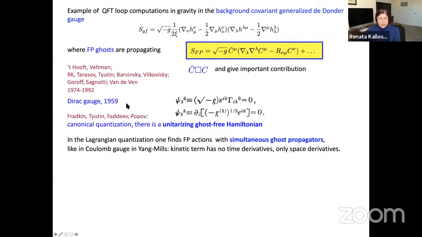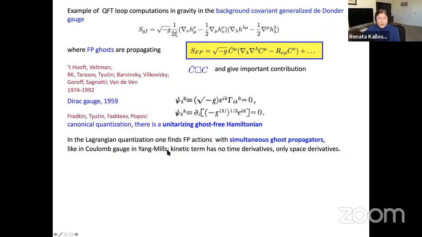The other interesting gauge which exists in gravity was designed by Dirac in 1959, and the canonical quantization was performed by Fradkin, Tyutin, and Faddeev-Popov around 1970. And the gauge is here in front of your eyes, and there is no background here. What is known is that this gauge has a unitarizing ghost-free Hamiltonian, which to the best of my knowledge was never actually presented, but it is kind of implicitly known.